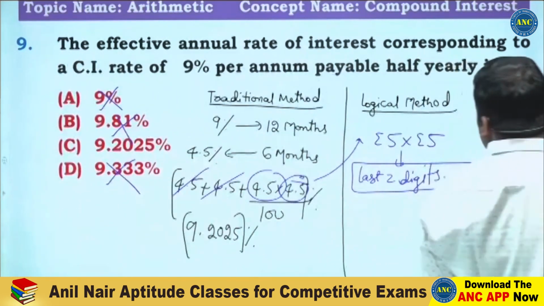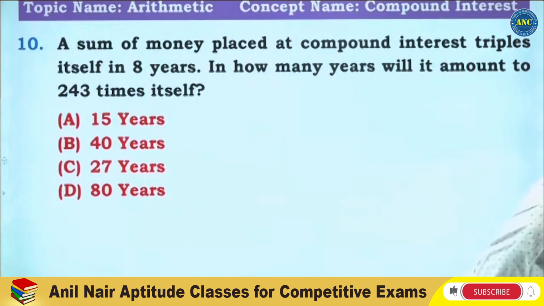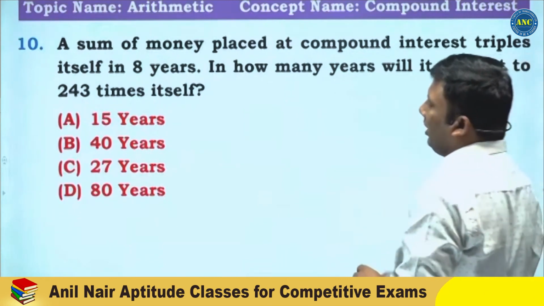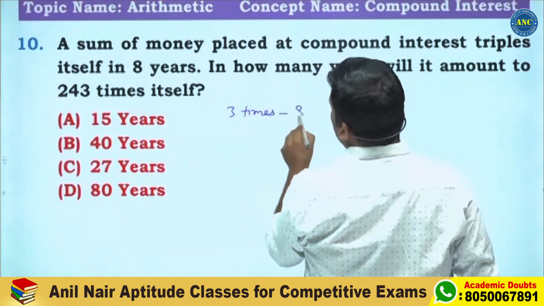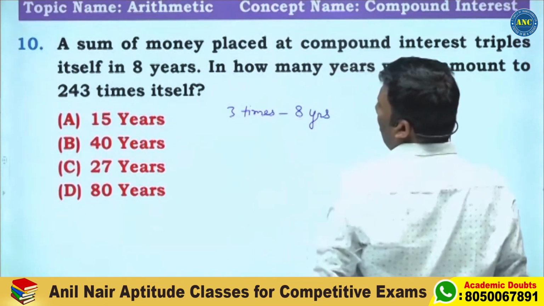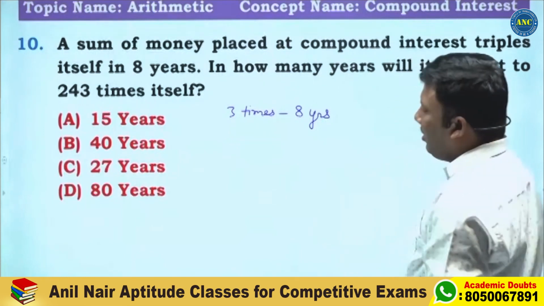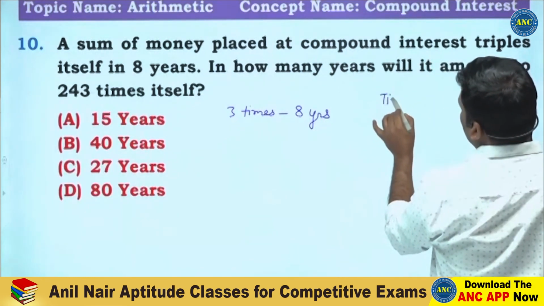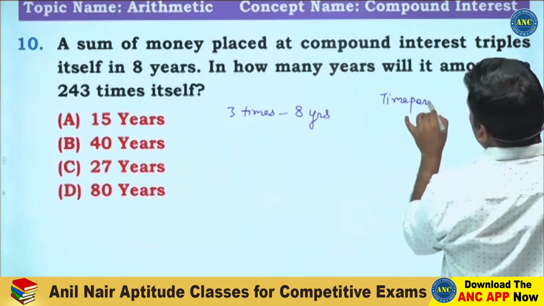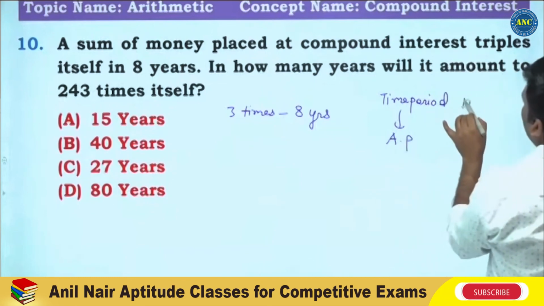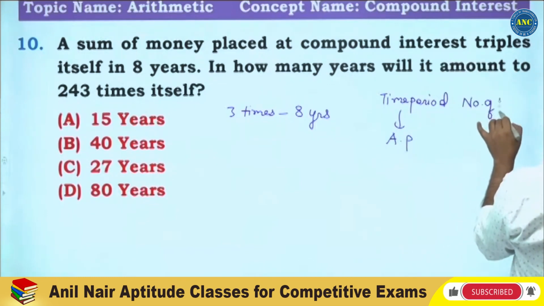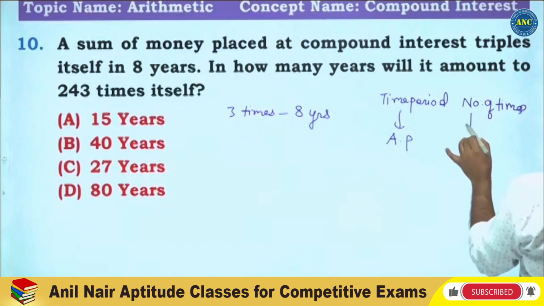Next one, the 9th one. A certain sum of money at compound interest triples in 8 years. What did we discuss? Time period will go in arithmetic progression, and the number of times will go in geometric progression.